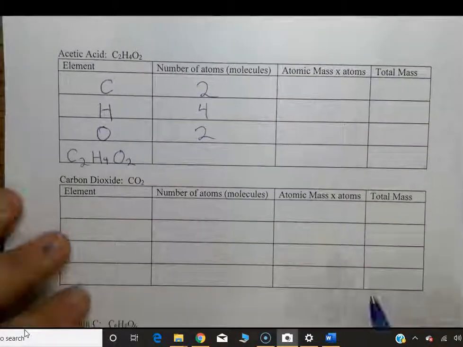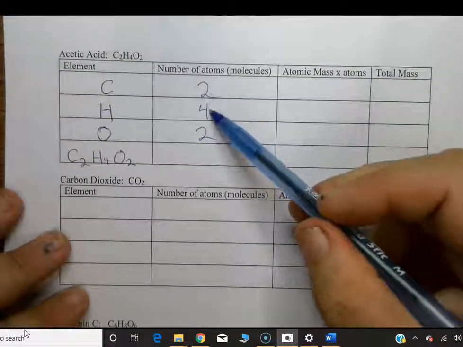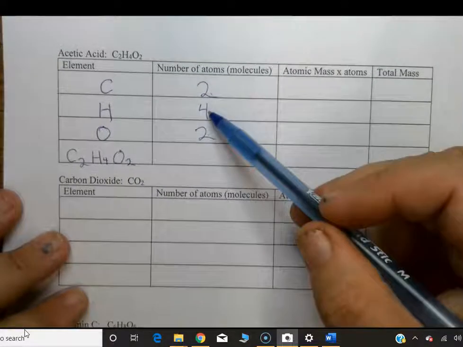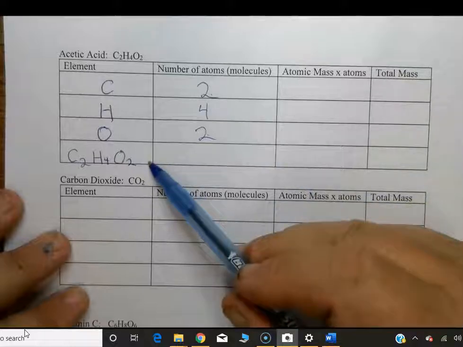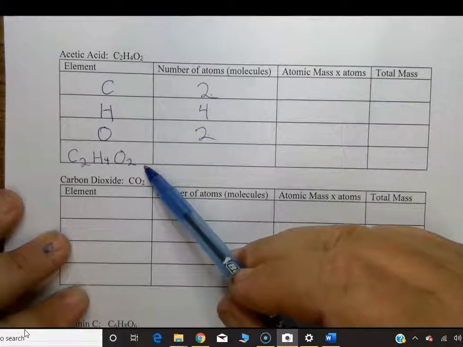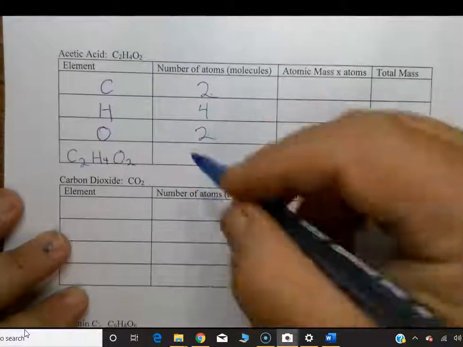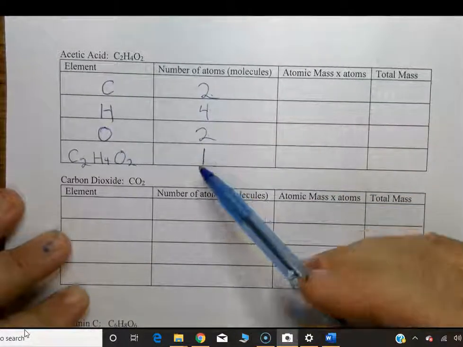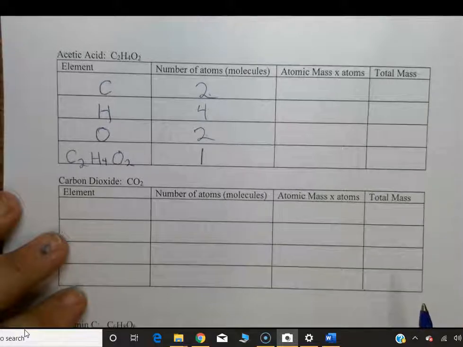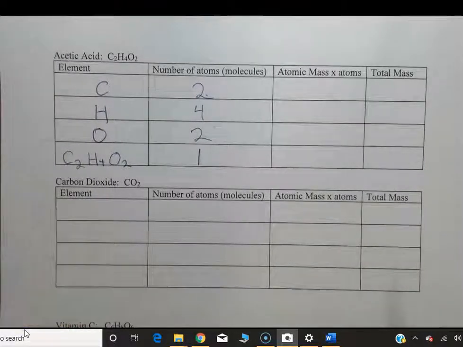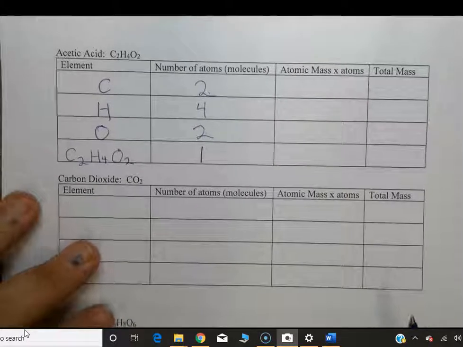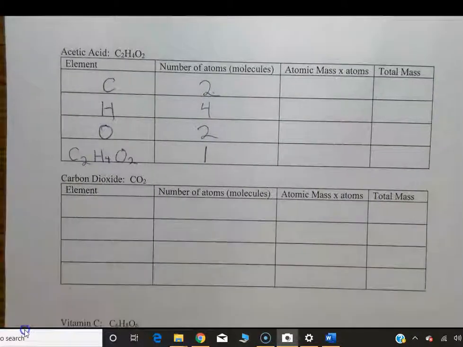Now, when you put together the 2 atoms of carbon, the 4 of hydrogen, and the 2 of oxygen, you don't end up with 2 plus 4 plus 2, or 8 molecules of C2H4O2. You end up with 1 molecule. So these are the parts that make up this 1 molecule of C2H4O2, acetic acid, which, by the way, is vinegar.